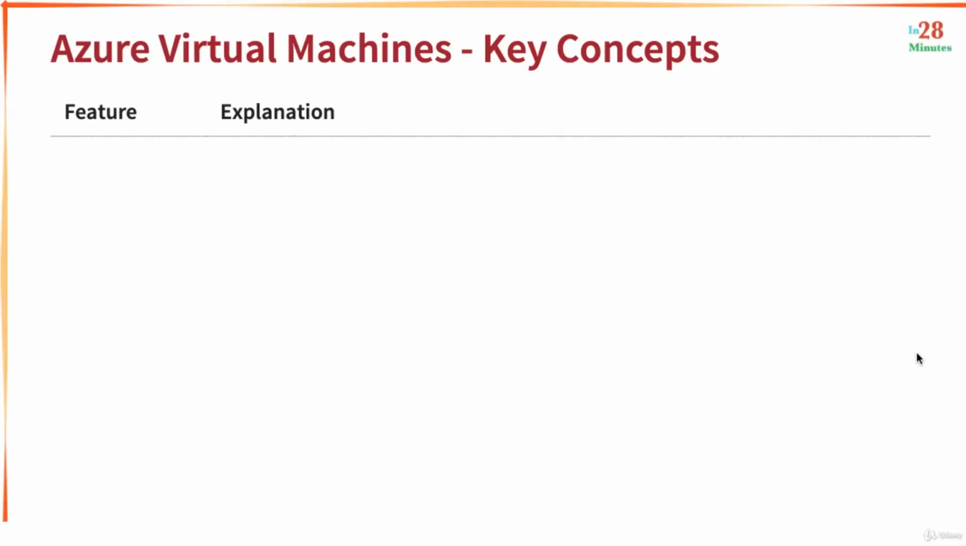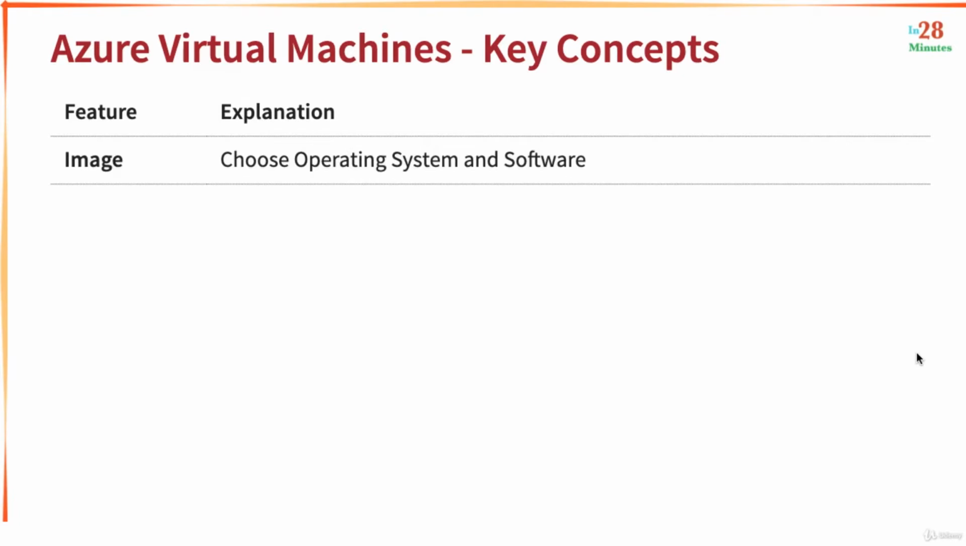Welcome back. In the last step, we were able to create a virtual machine and we were able to SSH into it. Let's quickly look at some of the important concepts that are related to Azure virtual machines. The first important concept is that of an image. Image helps you to choose the right operating system and the software for your virtual machine.